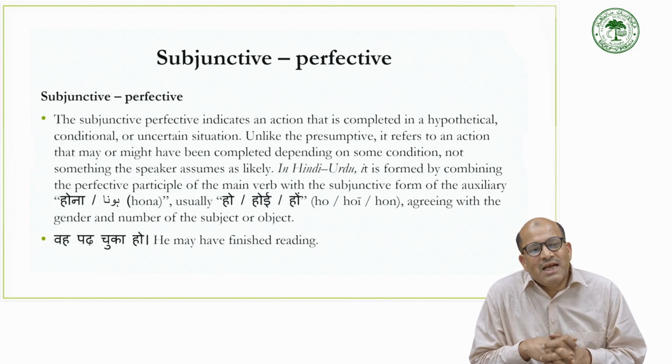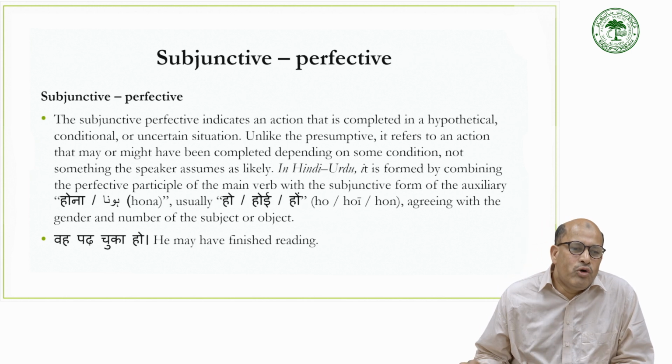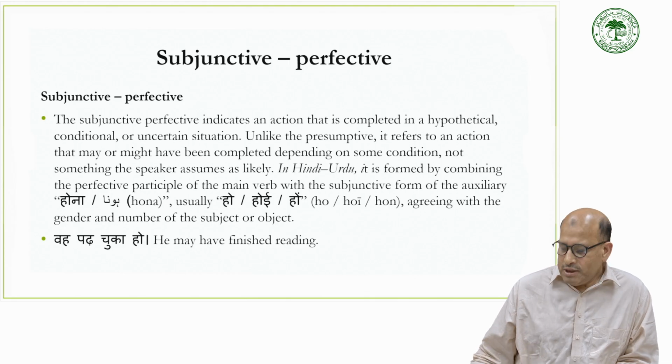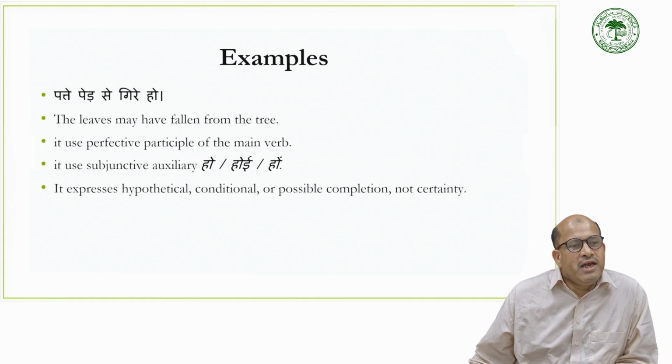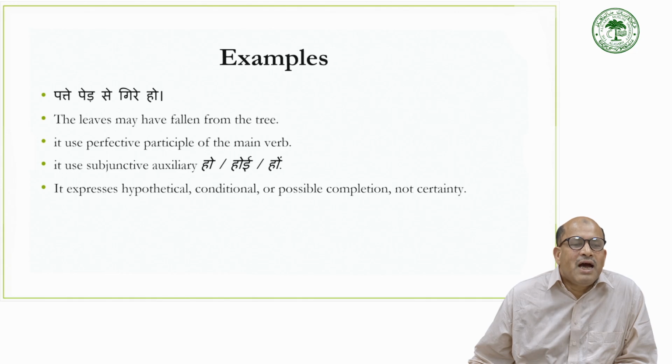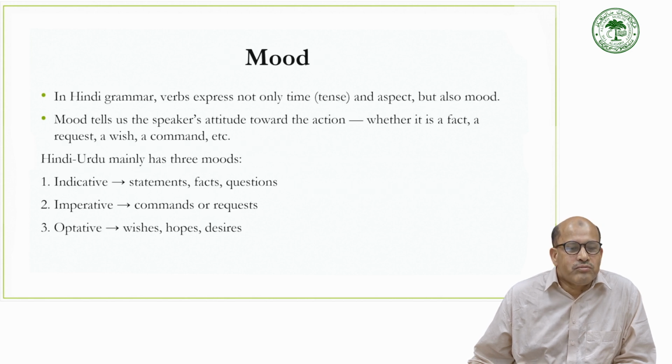If you look at this example, वो पढ़ चुका हो, he may have finished reading. पत्ते पेड़ से गिरे हों, the leaves may have fallen from the trees. It uses the perfective participle of the main verb and also the subjunctive auxiliary ho, hui or ho. It expresses hypothetical, conditional, or possible completion, but it does not refer to any certainty.